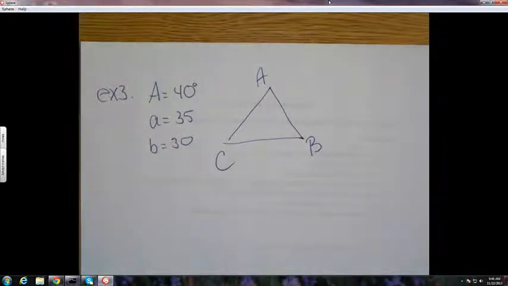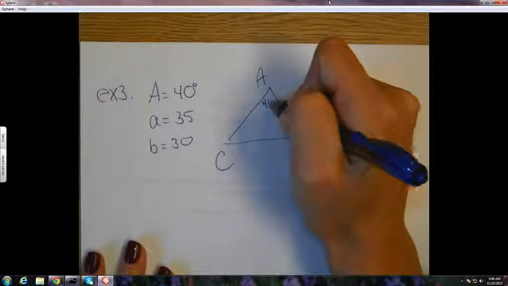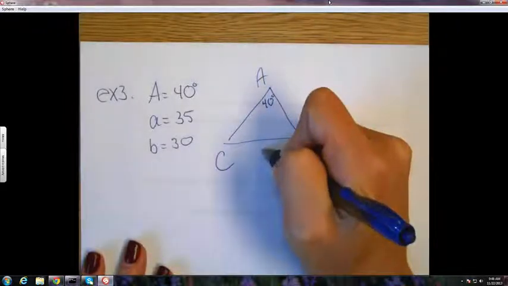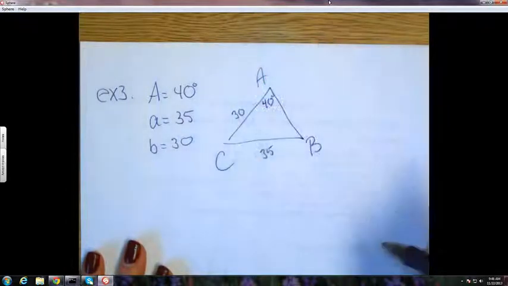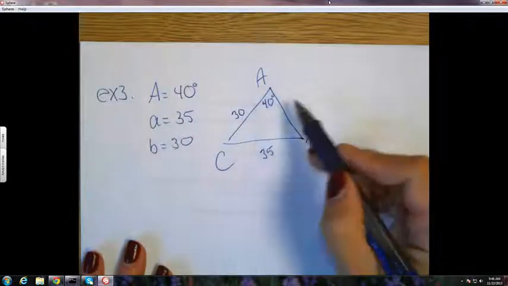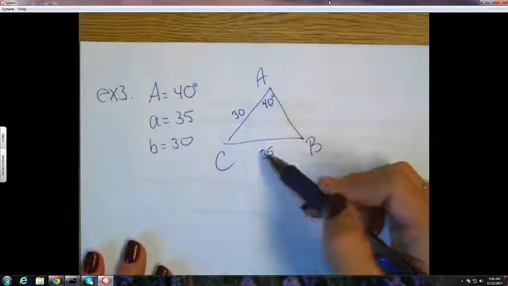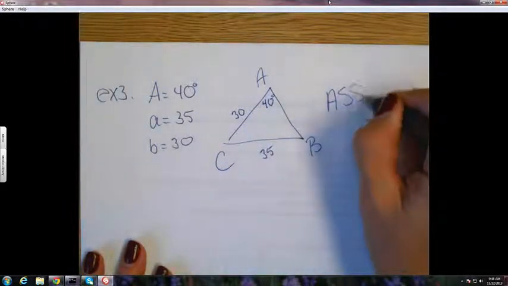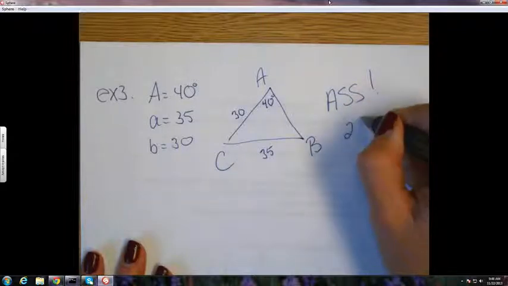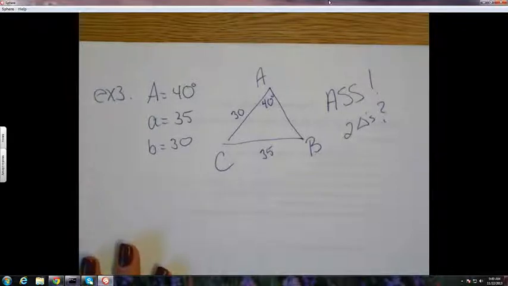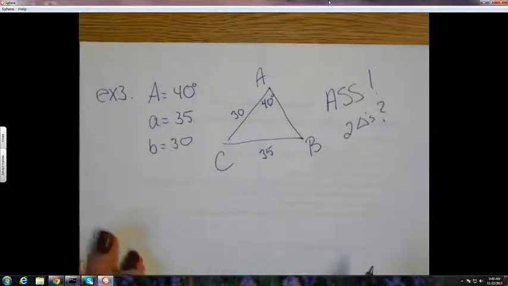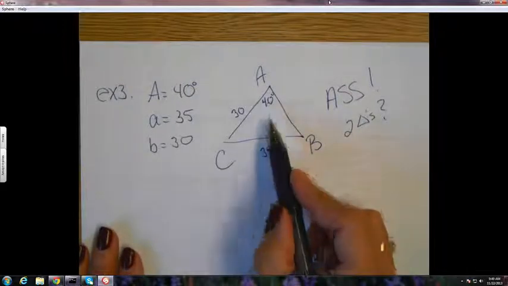Okay, label it up. A is 40. Little a 35. Little b 30. Pay attention to the three parts. Angle, side, side. That tells you to watch for two triangles, so you're going to check for it. And it's right when you find your first angle, that's where you check for the second triangle. So you start solving like you know what you're doing. The side and the angle make a proportion.